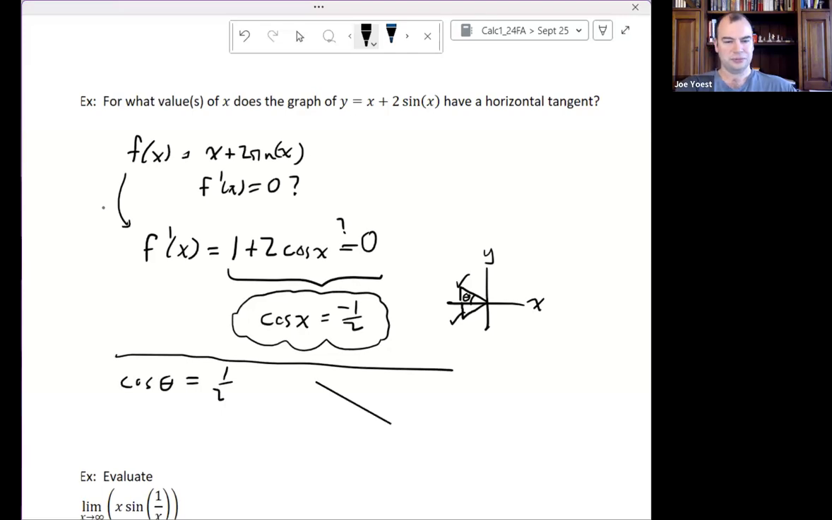Oh, my OneNote's also glitching out a little bit here.